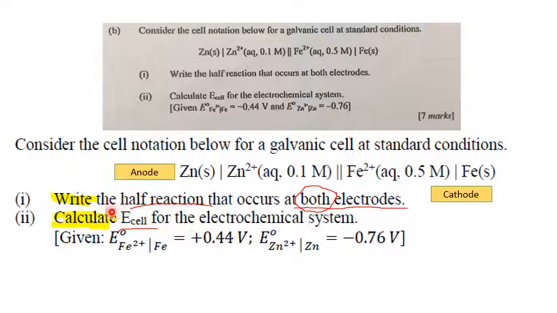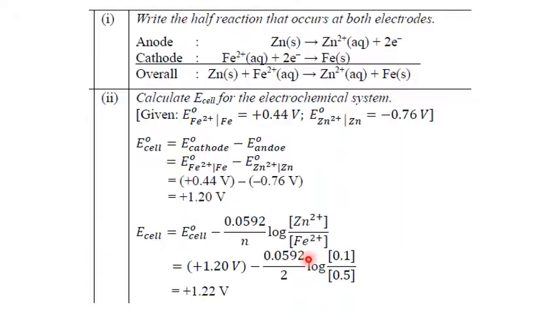So E cell means not at standard condition. Normally we are going to apply the Nernst equation. And then the standard reduction potentials for iron and zinc were given. Okay, so write the half cells. Anode, zinc undergoes oxidation, becomes zinc 2 plus. And then cathode, iron 2 plus aqueous undergoes reduction, becomes iron solid. So I have to write out the whole equation, combining the anode and cathode. This is the overall equation.